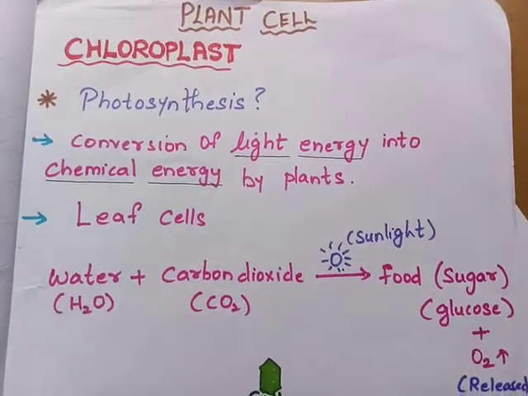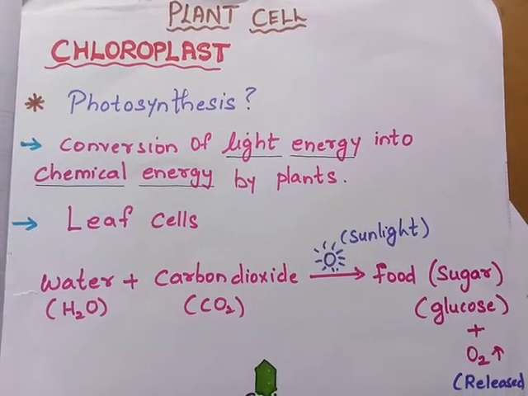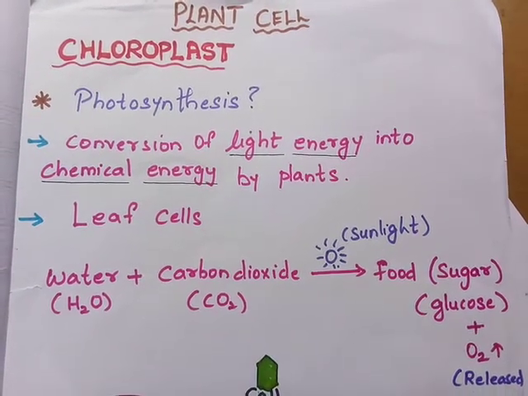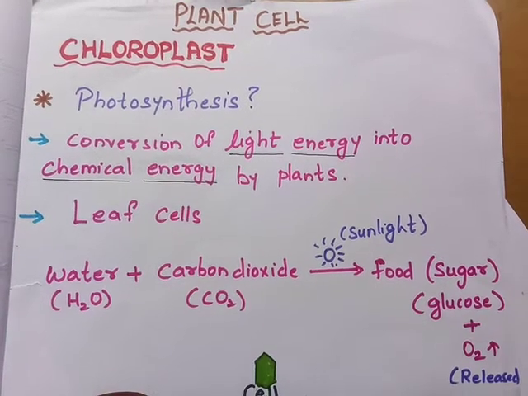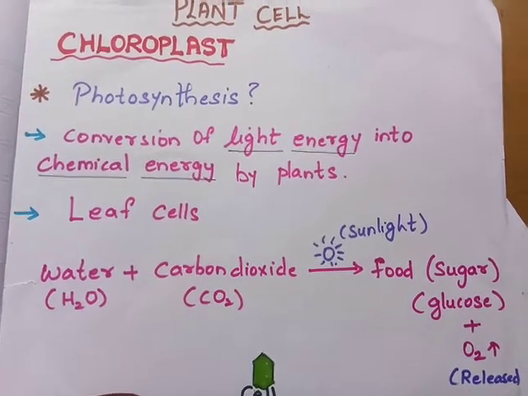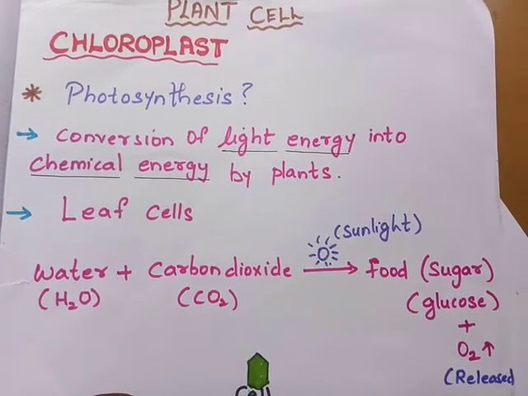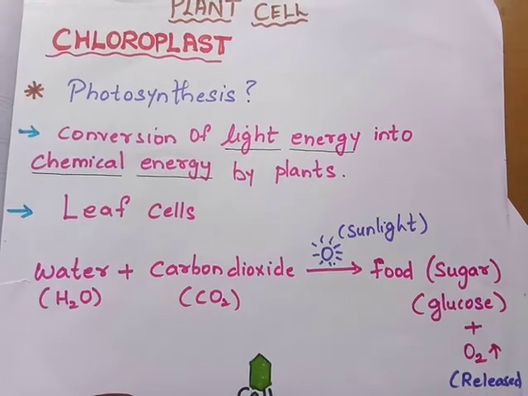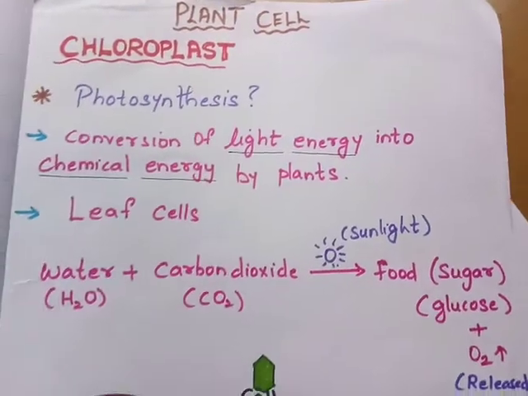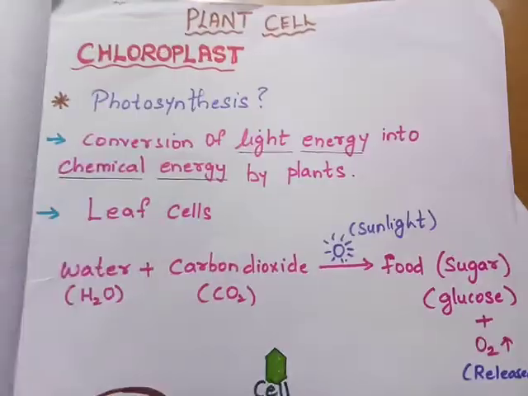You may also get a question: in which organelle does the photosynthesis occur? Which is responsible for photosynthesis? You can say chloroplast. And why? Because chloroplast contains the green pigment chlorophyll. I hope you got an idea about photosynthesis and chloroplast.